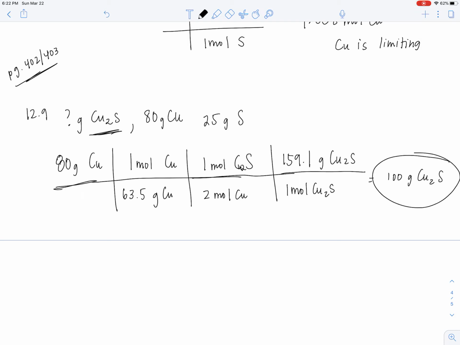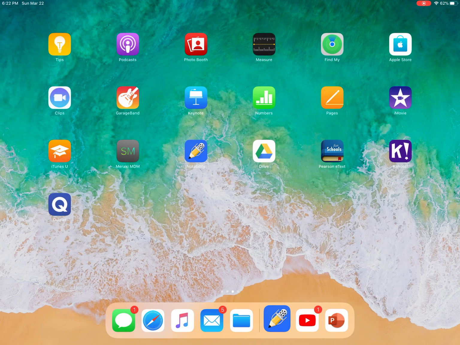Okay, so this is the amount. And I had to start with copper again and not sulfur, even though I had 25 grams, because sulfur is my excess reagent. I have more left over when I'm done, and copper is my limiting. Okay, so we'll do more practice problems with these.